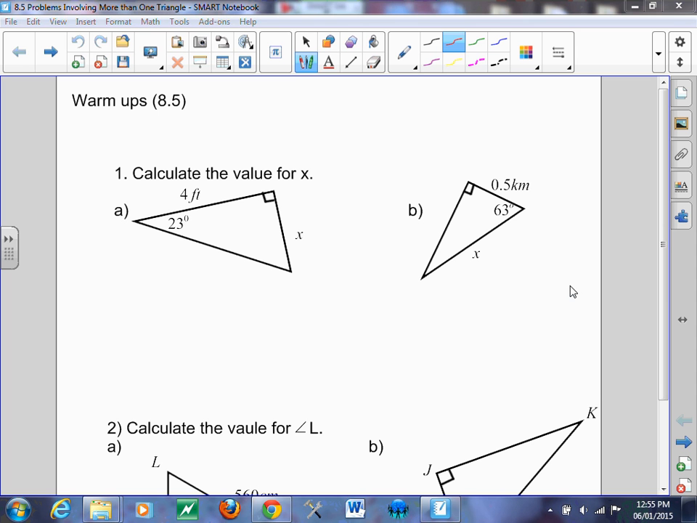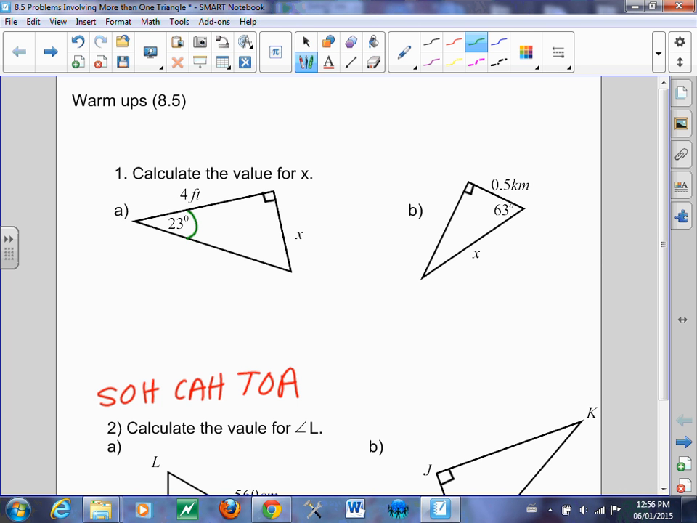Okay, so let's start with some warm-ups here, folks. Just remember our acronym we like to remember. I'm going to put it here in the middle so that when I do the second part, you can see it as well. So we're going to take a look at these warm-ups. Take a look at one. Find the value for x.